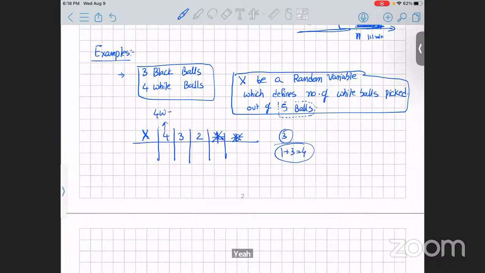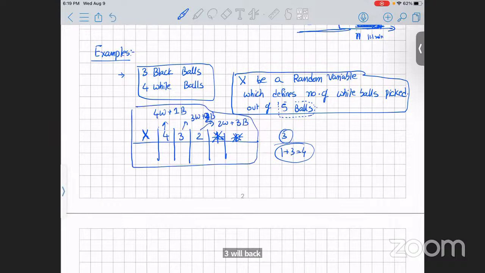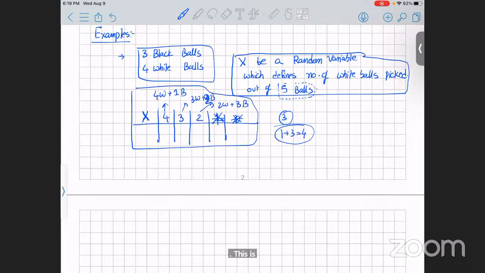4 white balls plus 1 black ball, 3 white plus 2 black, 2 white plus 3 black. Okay, clear? This is the possible. Now you can find probability very easily by applying combination. Okay, clear everyone? Just I want to discuss about random variables. Clear?